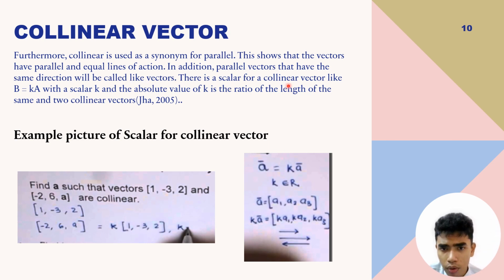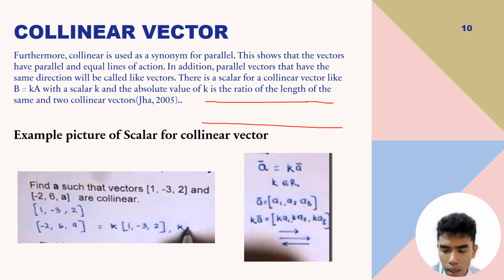There is a scalar for a collinear vector, like b equals k a, with a scalar k, and the absolute value of k is the ratio of the lengths of the two collinear vectors, which is from JHA 2005. Here we have an example picture of a scalar for a collinear vector. I would really like to explain it more. We have two lines that have the same thing.